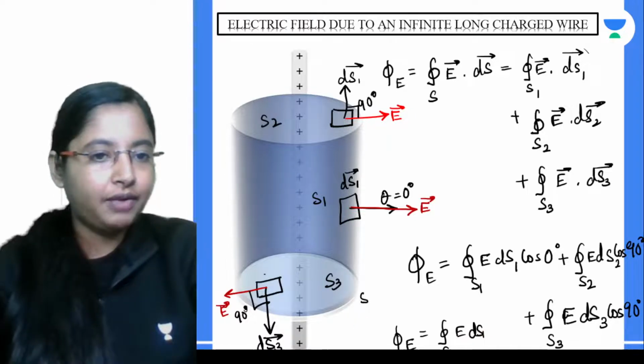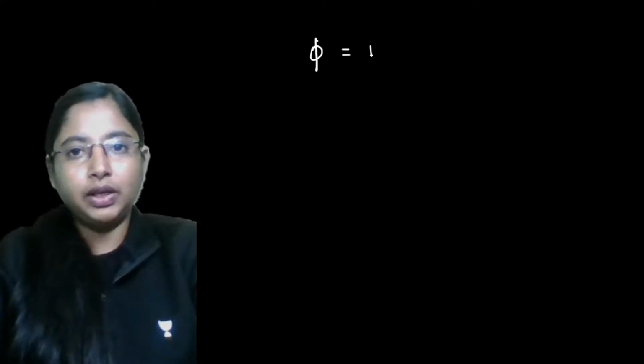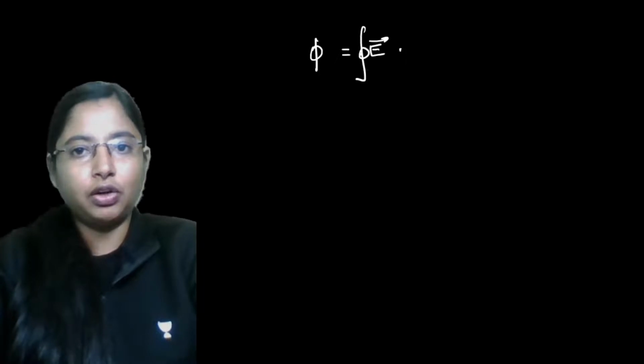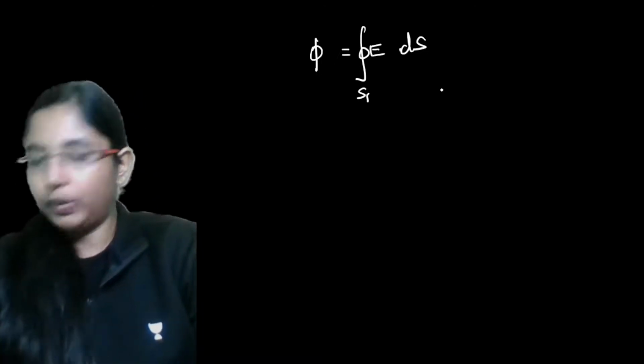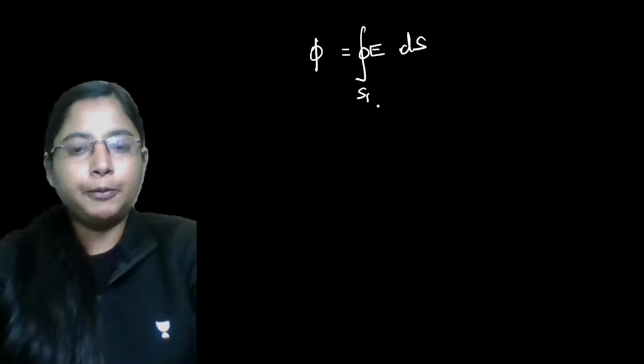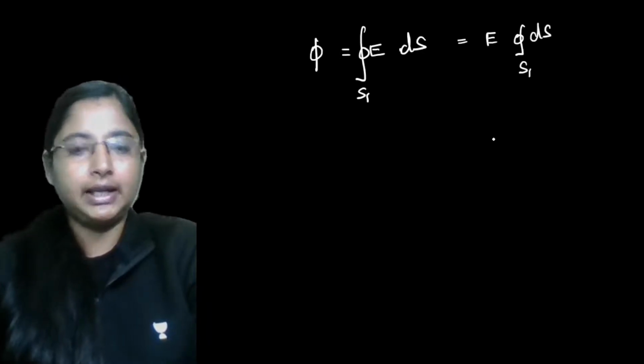So let's find the value of E dot ds. The flux is E dot ds, integrated over the closed surface S1. Cos of 0 is 1, so we have E ds over here. Once again, the electric field is a constant quantity in this case, so you can take it out, and all you will have is integral S ds.